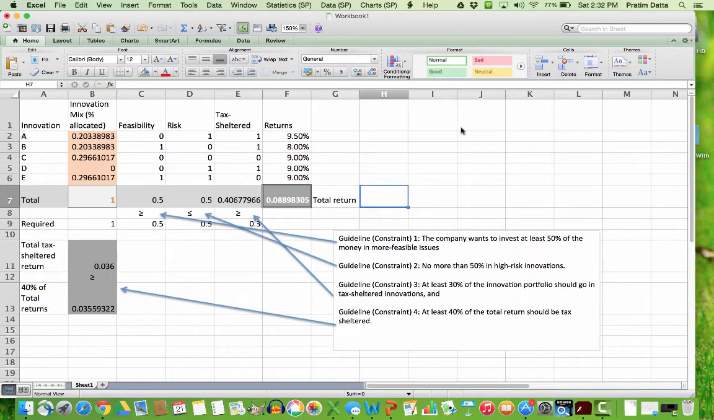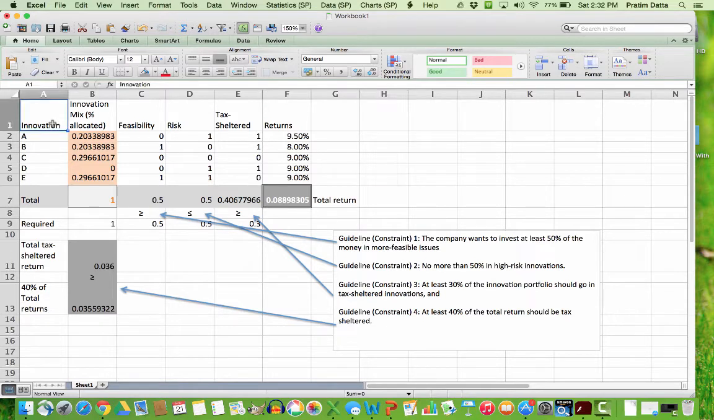Alright guys, so what we're trying to figure out in this case is, let's look at the quick version of the quiz, right? What we want to know is exactly which types of innovation we should choose, or what ought to be our innovation choice mix, so that we will know exactly how much to allocate so that we can meet some of the guidelines and constraints.